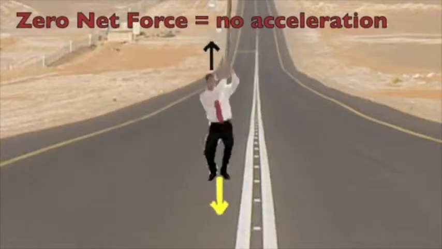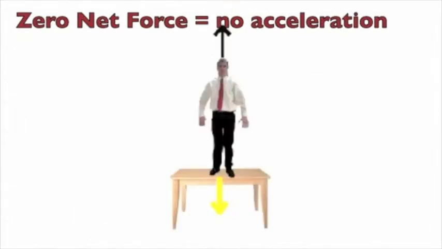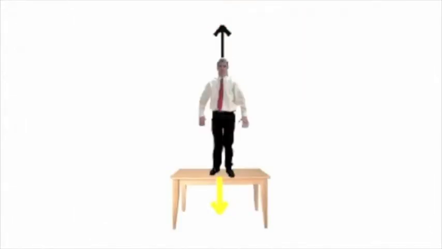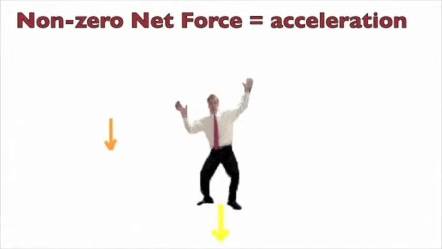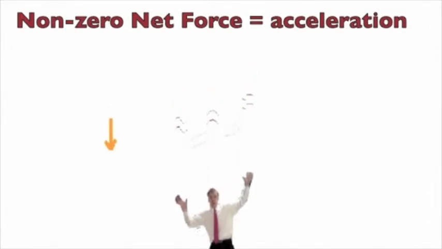There are always at least two forces acting on every object: gravity, acting downwards, and the normal force, acting upwards, which can be from a road, a rope, or even a table. If the normal force is removed, there's an unbalanced force and the object accelerates downward.